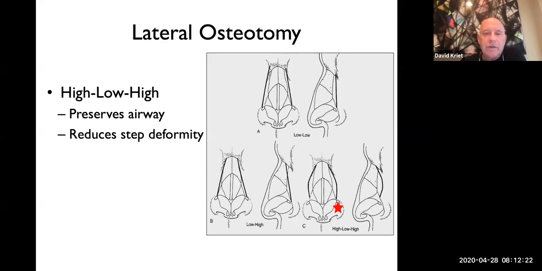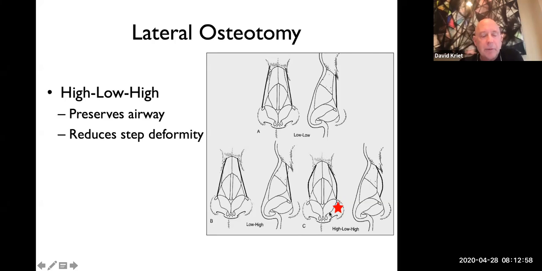One of the things that I think is confusing for residents at times is the lateral osteotomy. We talk about a high-low-high lateral osteotomy. Well, the first lateral osteotomy was actually a low-low osteotomy, and that's because it was performed with a Joseph saw. An incision was made at the head of the turbinate, and then a little saw was placed in there, and you would saw back and forth, and therefore there was really no way to control it. It was a straight low osteotomy.